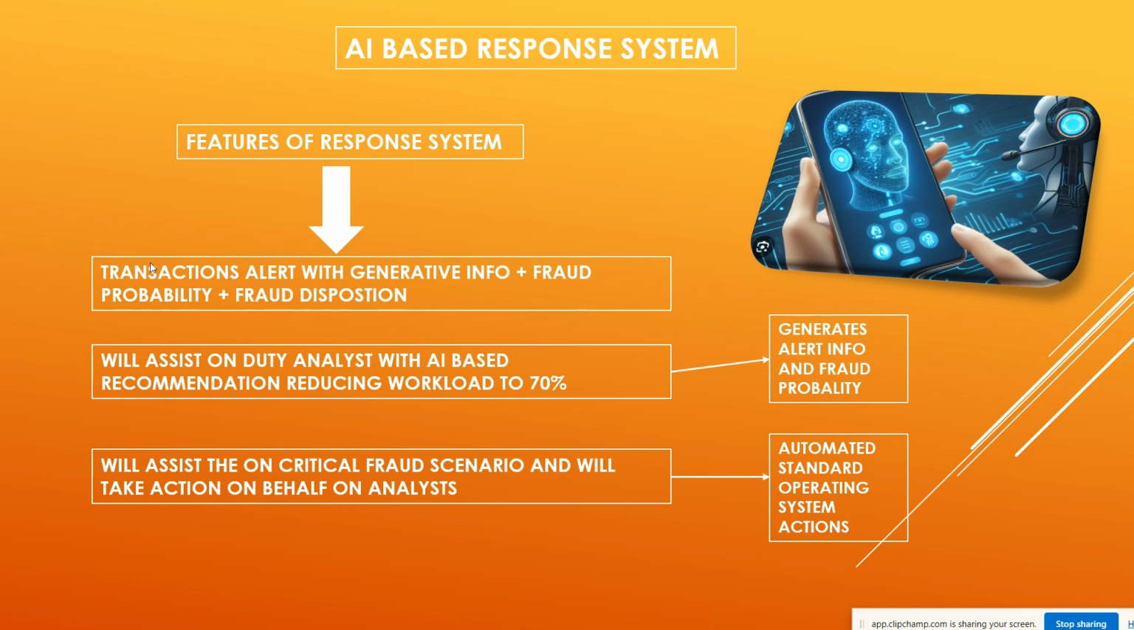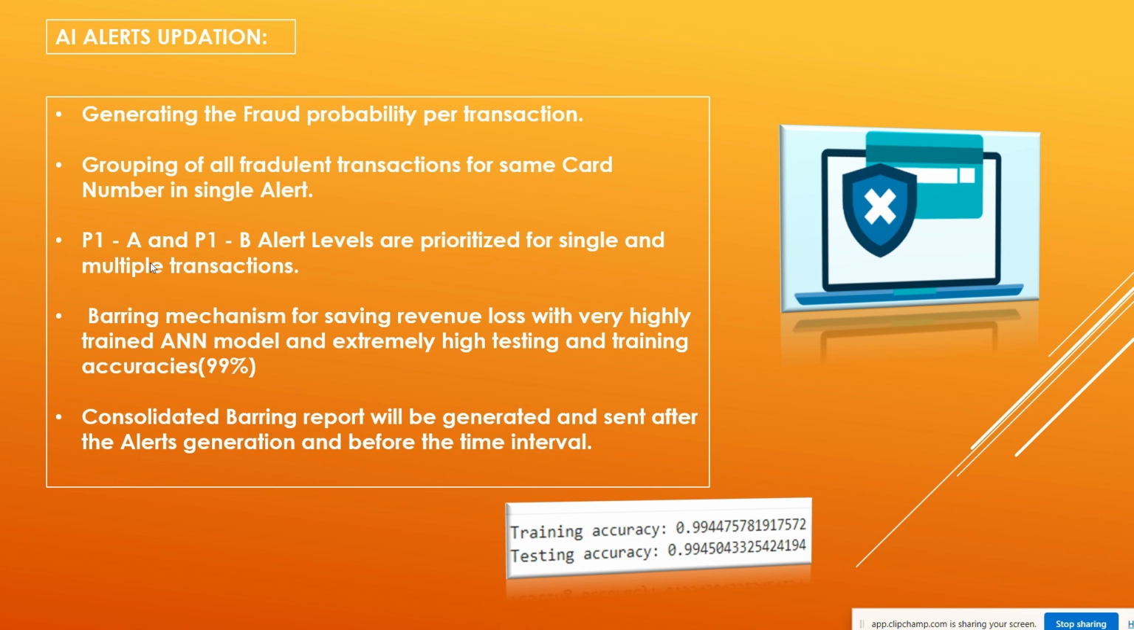It generates alert info and fraud probability. It will assist on critical fraud scenarios and take action on behalf of the analyst. I mean the automated barring will happen on the fraud transaction, particularly on fraud transactions only. So this is the AI alerts updation I want to discuss.